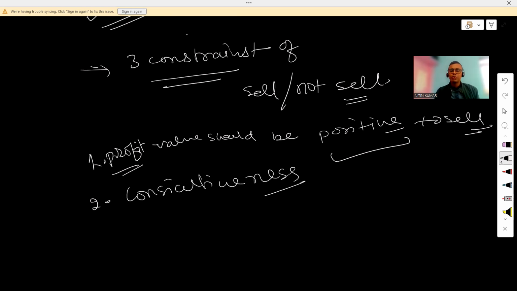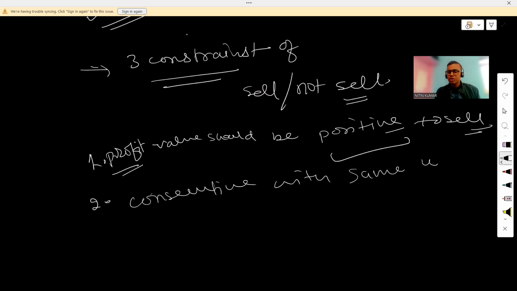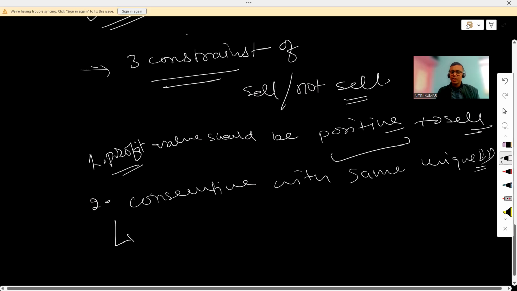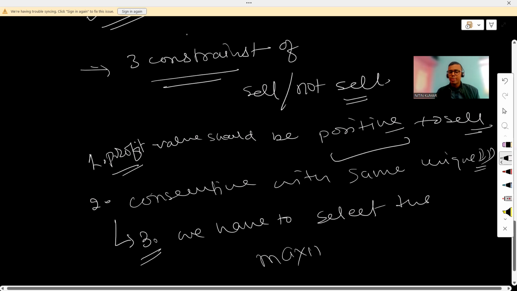We have to check for the consecutivity, which means if there is a consecutive number with the same unique ID or not. If that occurs, then the third constraint is active. We have to select the maximum amongst them.